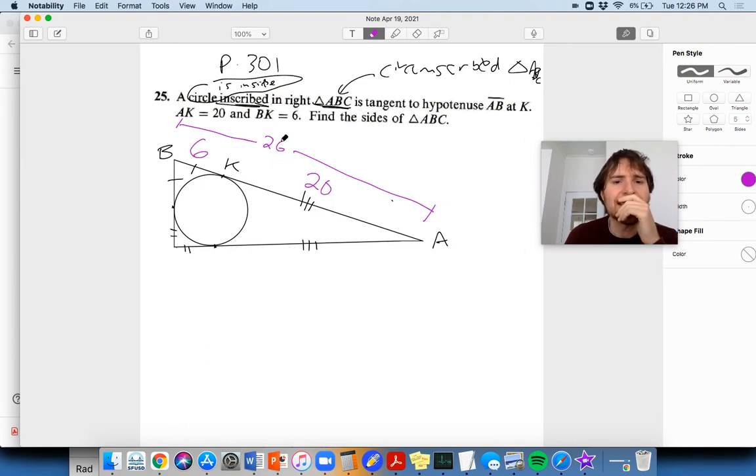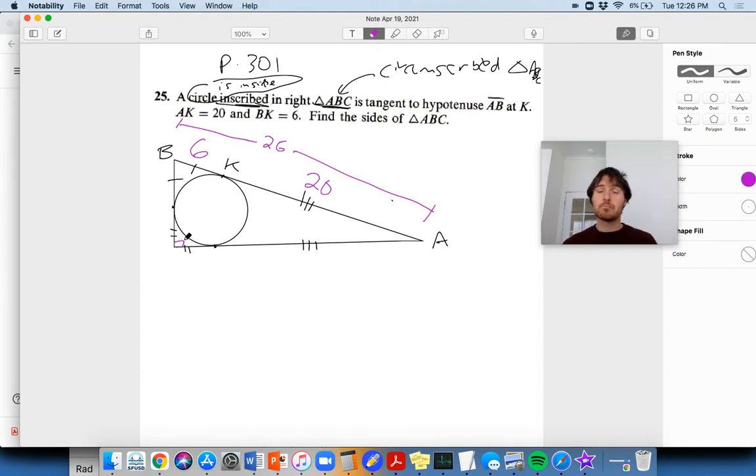So I got 26 here, and the problem says find the sides of triangle ABC. So then you're thinking, I have one side of the right triangle. If I knew an angle other than the right angle, which I might put up here, I could use trig to solve this problem. Can you use trig right now? No, you can't, because you don't know what angle B measures or what angle A measures. When you have an angle and a side of a right triangle, use trig. Not going to use trig.